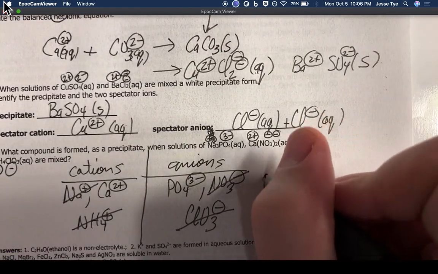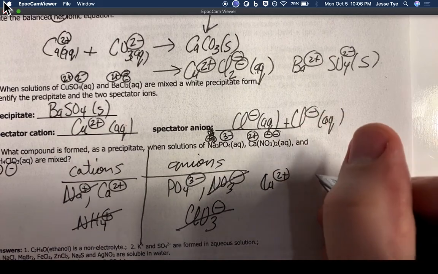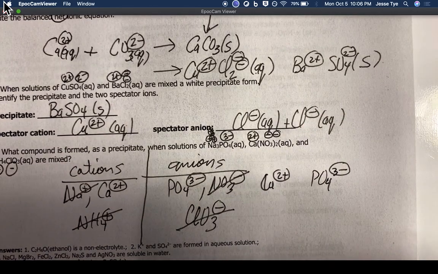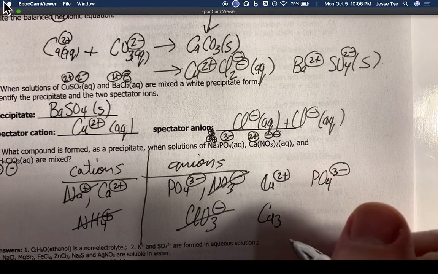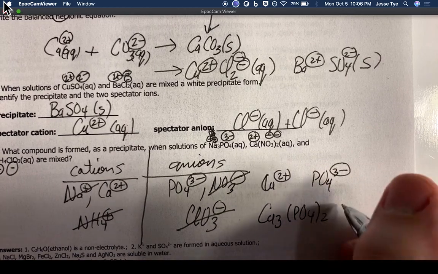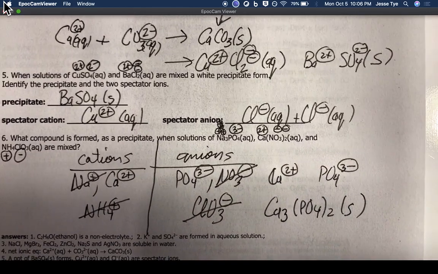So it ends up calcium 2 plus and PO4 3 minus. We still need to fix this formula. Ca3(PO4)2 will precipitate out of the solution.